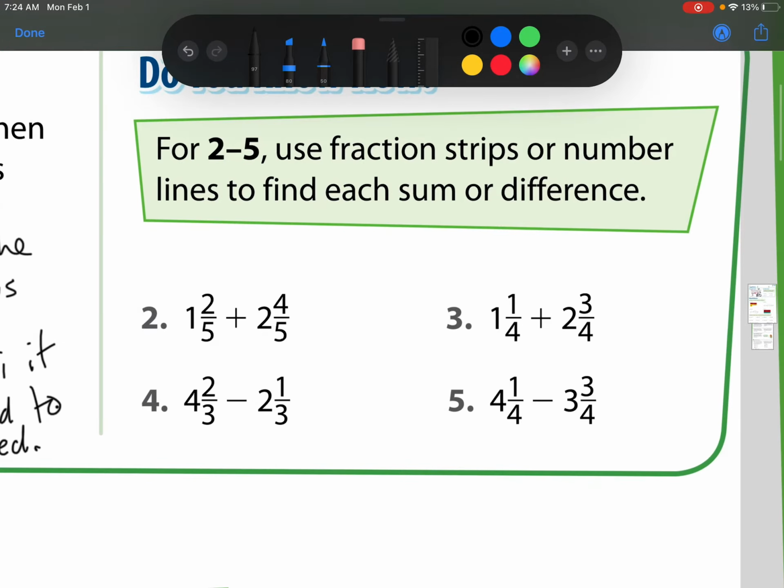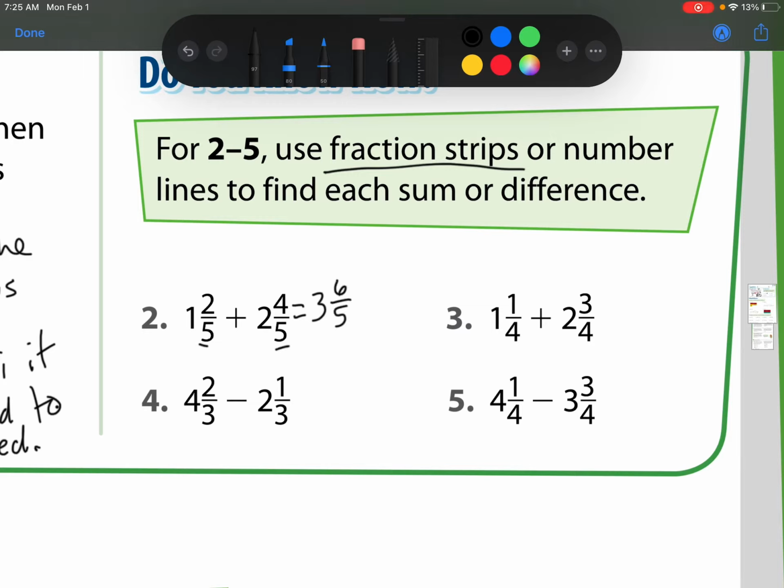Number 2, 3, 5, it says use fraction strips or number lines to find each sum or difference. Now we're going to use fraction strips just because that is a little bit easier. So we have 1 whole plus 1 2/5 plus 2 4/5. So what do we have here? Well, we have 3 wholes, and then we add our fractions, and we get 6/5.